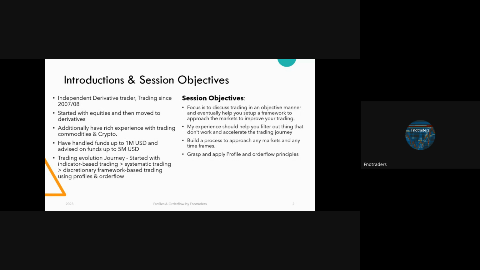Then I moved to order flow and other things. The focus here is to discuss trading in an objective manner, and eventually to help you set up a framework to approach the markets to improve your trading. What I'm covering here is not a signal or a strategy, but generally how you build a framework, how you build a view of the markets, how you plan the market using tools of profile and order flow, and then execute.